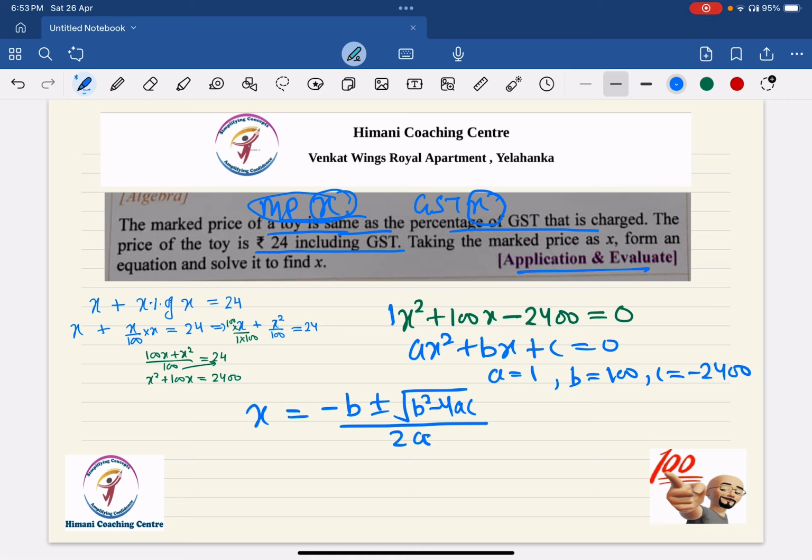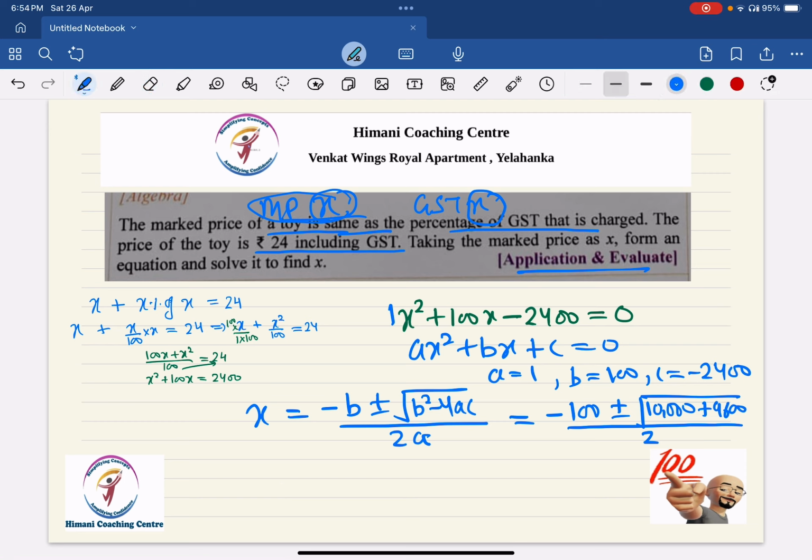Okay, so let us put the values. Minus b means minus 100 plus minus root of 100 square, which would be 10,000. Then minus 4ac. So let us do that. Minus 4 into 1 into minus 2400. So minus into minus is a plus. 24 times 4 is 96. So this is plus 9600 divided by 2. Okay. So this is what we will get.